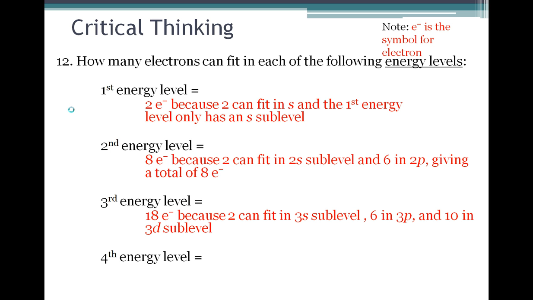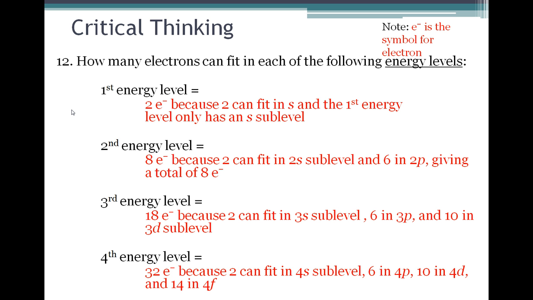And in the fourth energy level, it's 32 electrons because 2 electrons fit in the 4s sublevel, 6 in the 4p sublevel, 10 in the 4d sublevel, and 14 in the 4f sublevel.